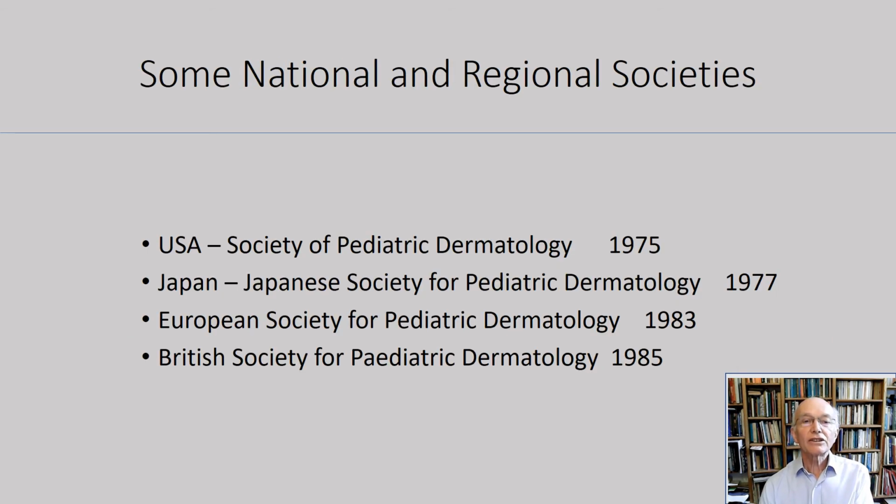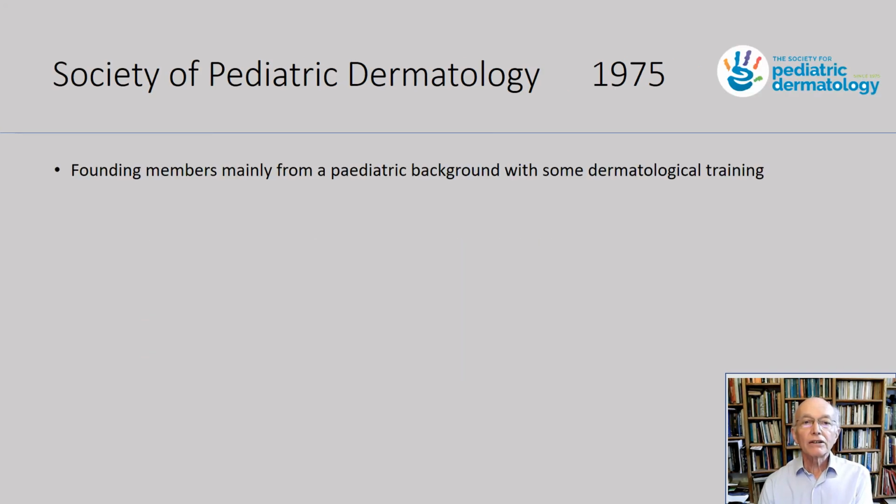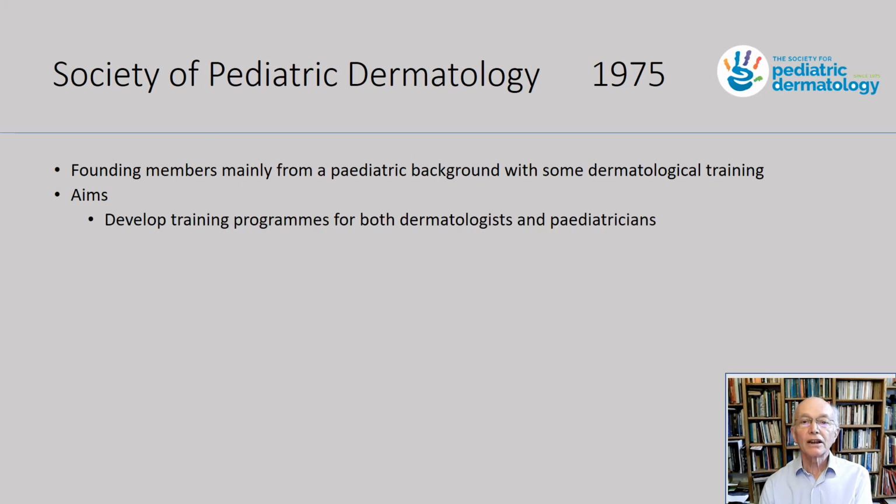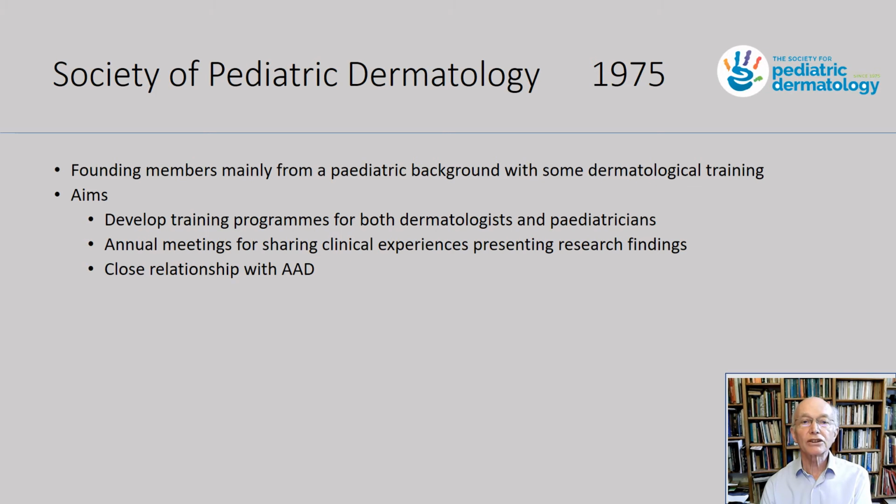During the decade or so after 1973, several further paediatric dermatology societies emerged, and I will talk briefly about each. In the USA, most of the founding members were paediatricians with some training in dermatology. The aims of the society were to develop training programs, have annual clinical and scientific meetings, and a close relationship with the American Academy of Dermatology.